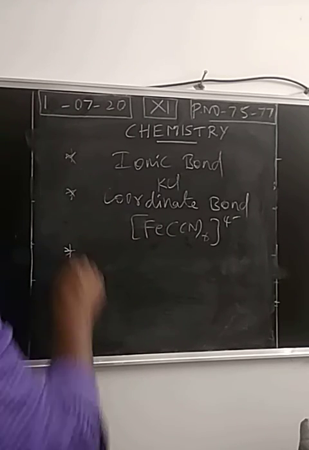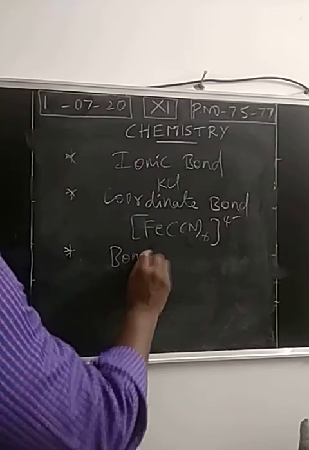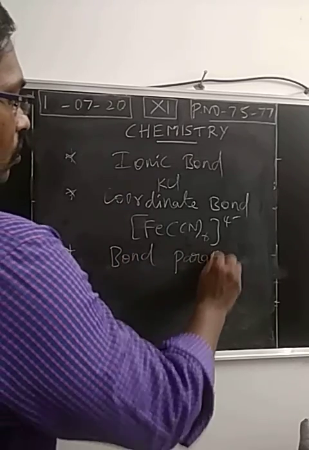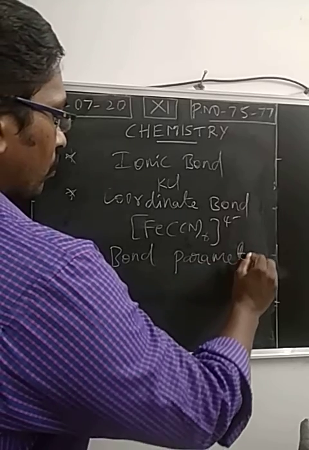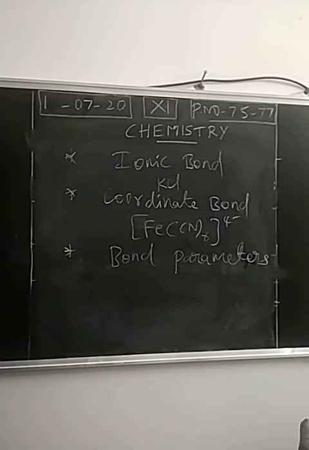Then bond parameters. So we have completed bond parameters: bond length, bond order, bond angle as well as bond enthalpy. 4 parameters we have completed. Tomorrow we start the next concept, Fajan's rule, based on polarity. Right? Polarity in covalent bond. Fajan's rule we will discuss tomorrow. Okay, thank you.